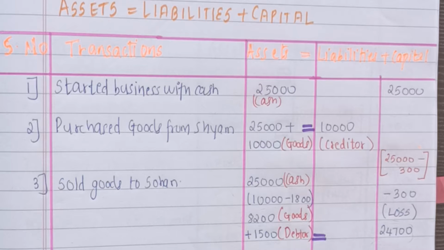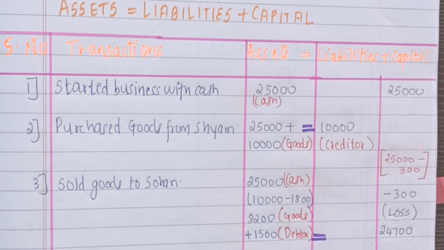Similarly, in this example we can see that goods worth rupees 10,000 are purchased. So 10,000 will be added to the asset side. Why? Because we are purchasing goods worth rupees 10,000. At the same time, we can see that a name is mentioned, Shyam. So we have to remember that whenever any name is mentioned, it means that we have purchased the goods on credit. So the next entry, 10,000, will come on the liability side, and in brackets you can write creditor, so that you can understand why rupees 10,000 has been written on the liability side.